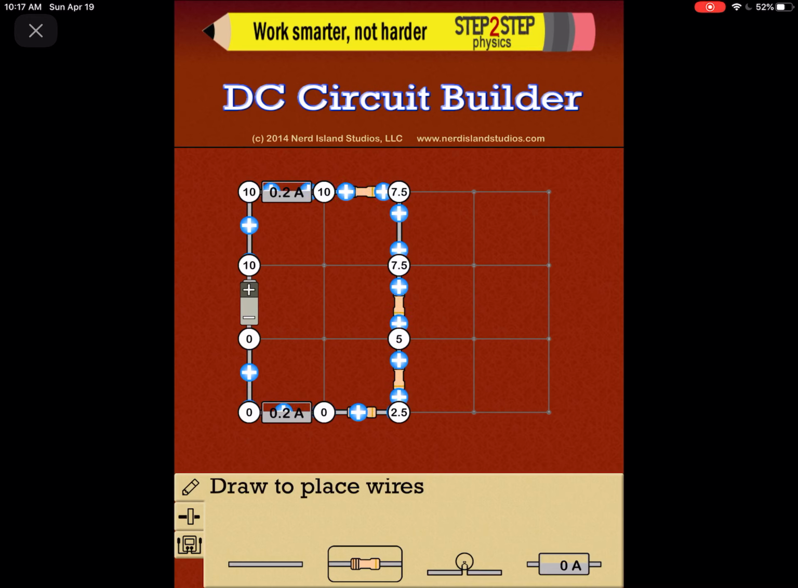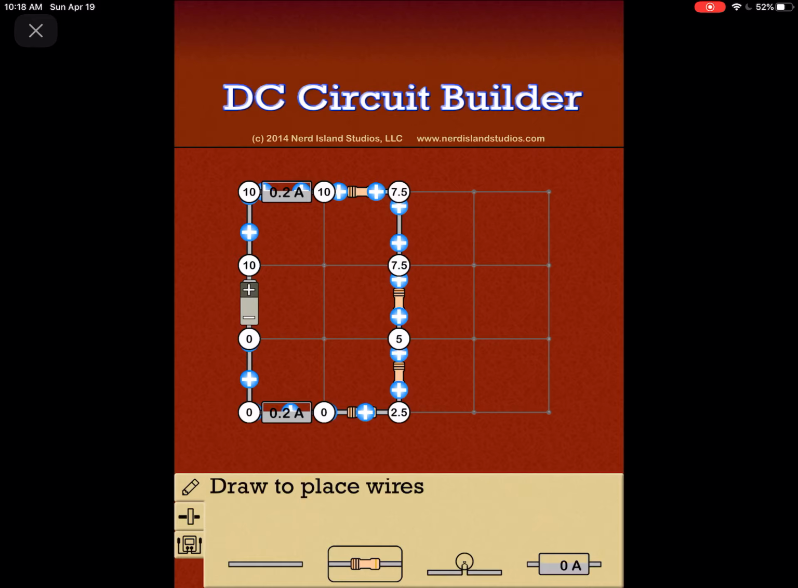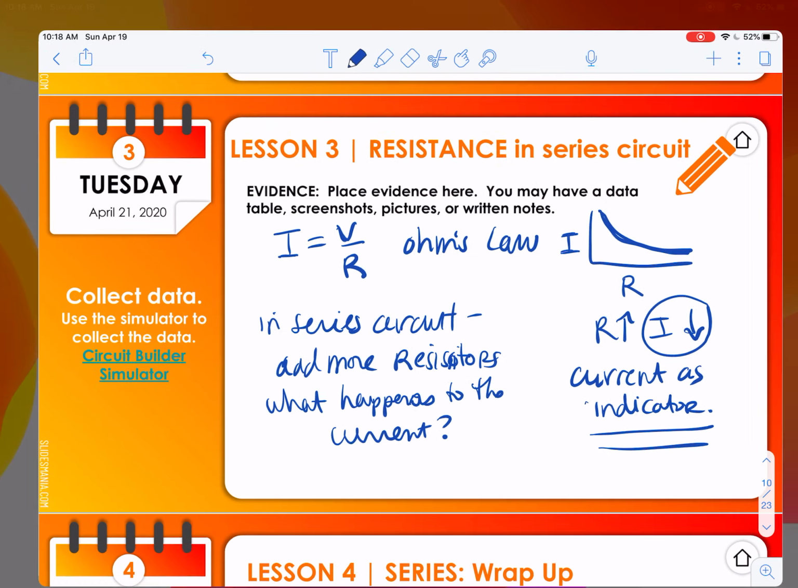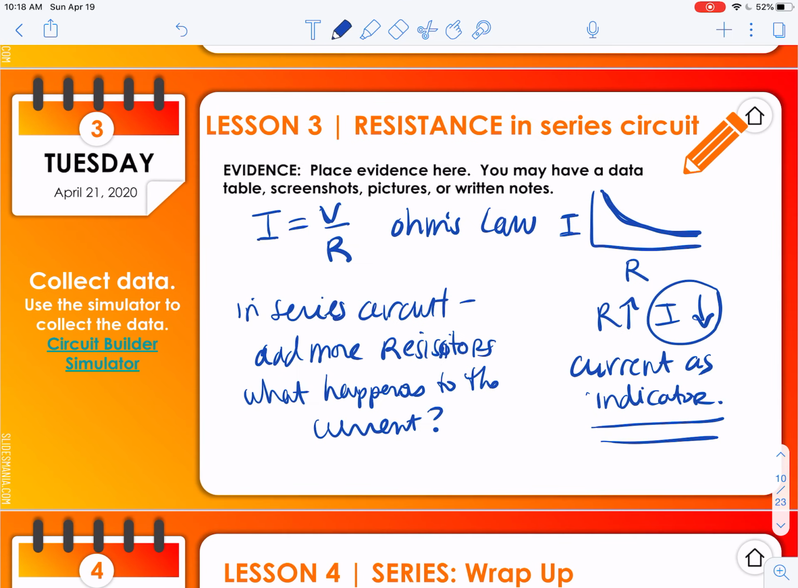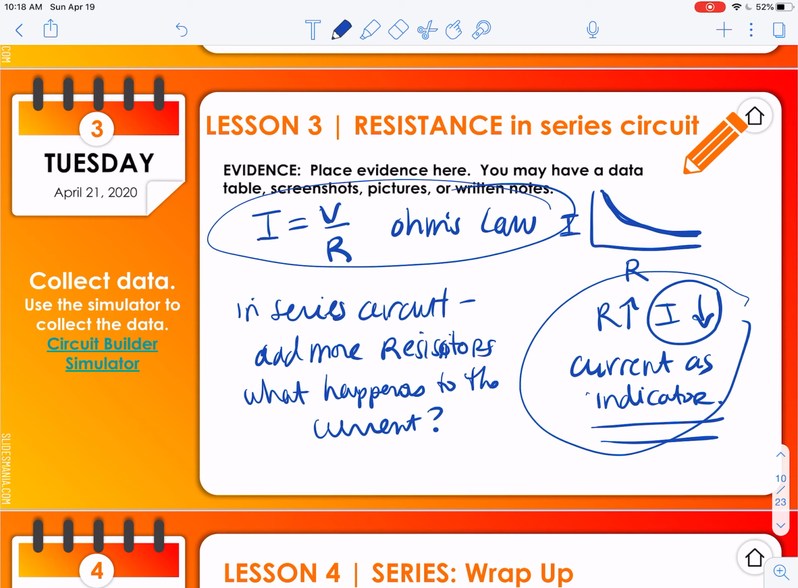Okay, so again, this is where you're going to get your evidence. Screenshots, you might get a data table, you might get something like that, all right? But somewhere in your evidence, it's going to have to talk about Ohm's law, all right? So we're going to see what happens to the current and then infer what happens to resistance, because we know those are inversely related. Okay, so less current means there's a higher resistance. It's harder to get through the circuit. Okay, and you're going to put your evidence there.